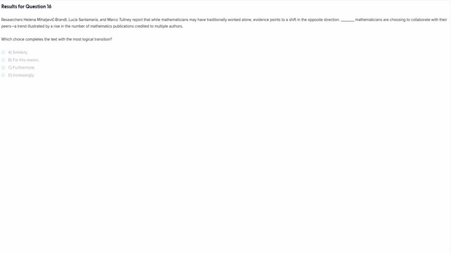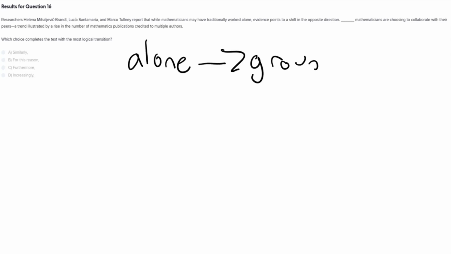This transitions problem says which choice completes the text with the most logical transition. For this, we want to see the relationship between the sentences. So the text says researcher Helena Mihaljević-Brandt, Lucía Santamaría, and Marco Tullney report that while mathematicians may have traditionally worked alone, evidence points to a shift in the opposite direction. So if we wanted to summarize a sentence, what would we do? We could say they are going from more of an alone situation to a group collaborative nature.